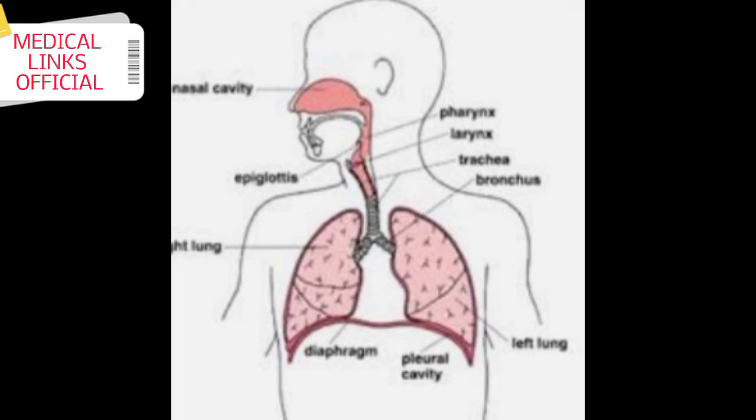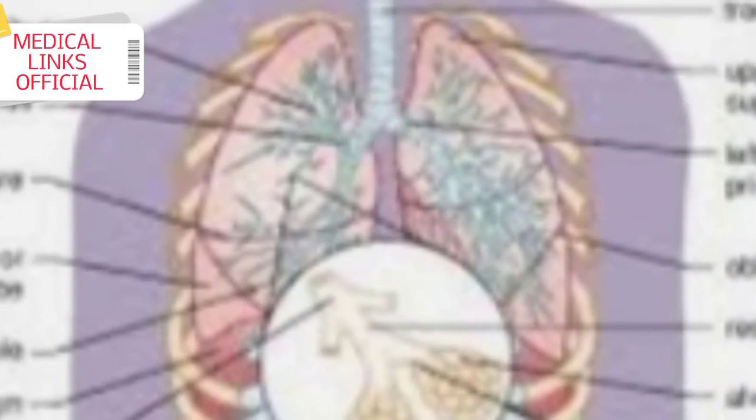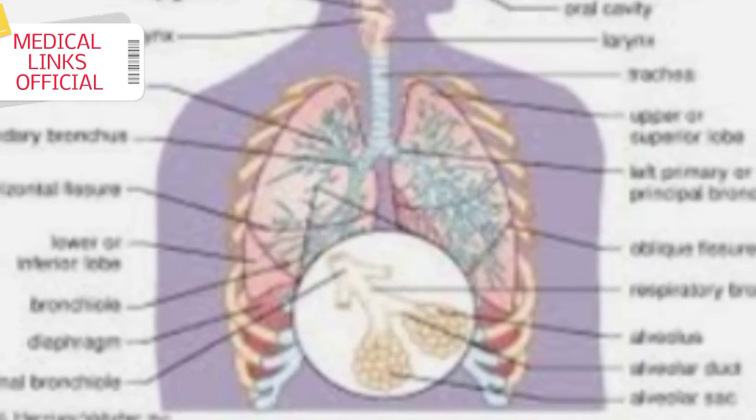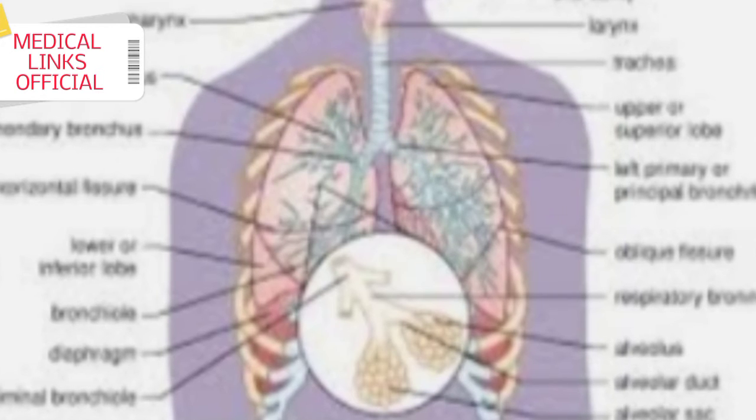Number one, larynx. The larynx is also called the voice box. The larynx lies in the front of the lowest part of the pharynx. Its upper part is prominent, and it opens into the trachea, the windpipe.